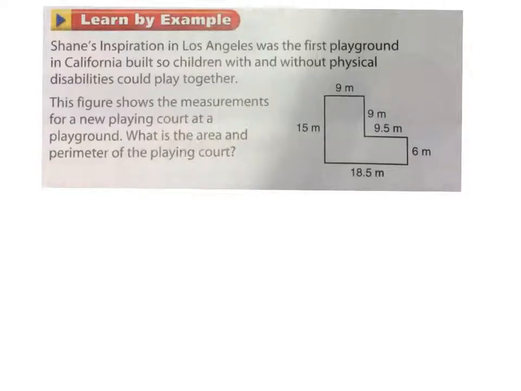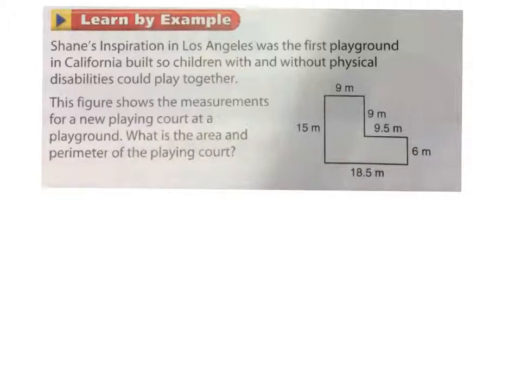Here's a word problem. There's a school in Los Angeles called Shane's Inspiration, and they were the first school to build a playground in California so children with and without physical disabilities could play together. That's just some background information. This figure shows the measurements for a new playing court at a playground. What is the perimeter and area of the playing court?